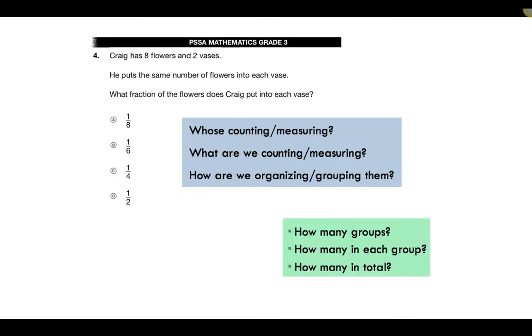So those are groups. So how many groups? Let's see. He has 2 vases. The vases are the groups, 2 of them. How many in each group? Well, if he starts to put them, there will be 4 in each group. We already know how many in total is 8, right? So what we're looking for is how many in each group. So if he puts them 1, 2, 3, 4, 5, 6, 7, 8, we will see that there are 4 flowers in each group. But they didn't ask how many flowers. They said what fraction of the flowers. So that would be 4 out of 8.